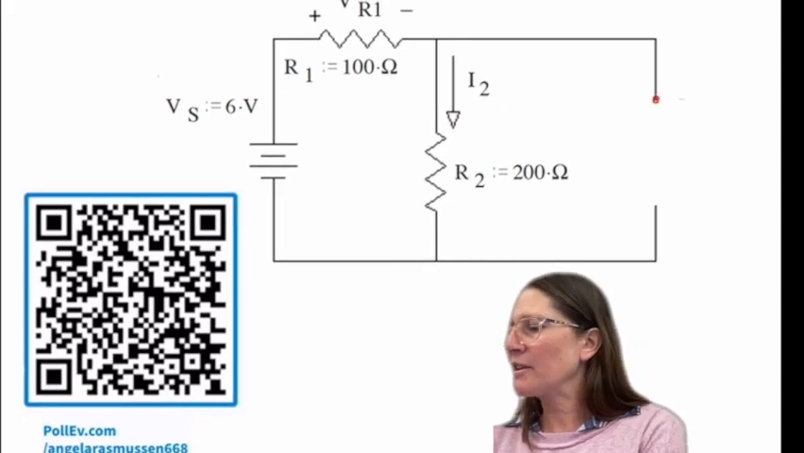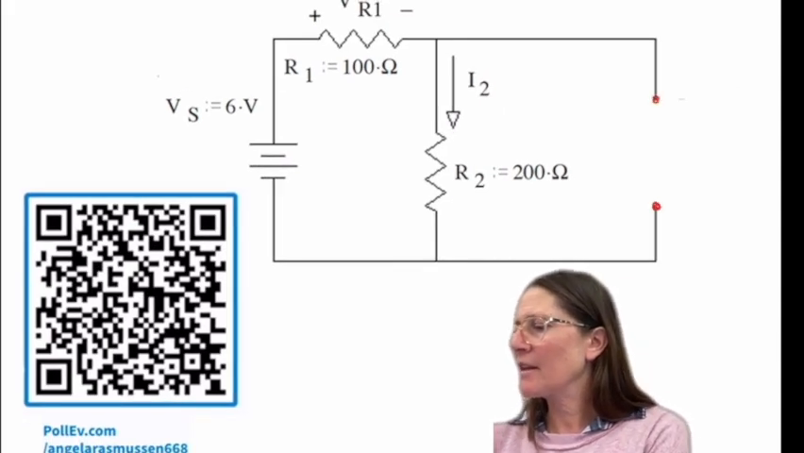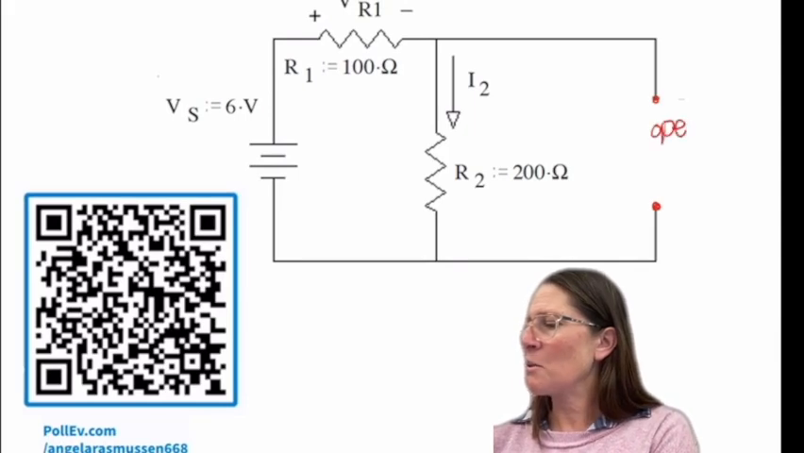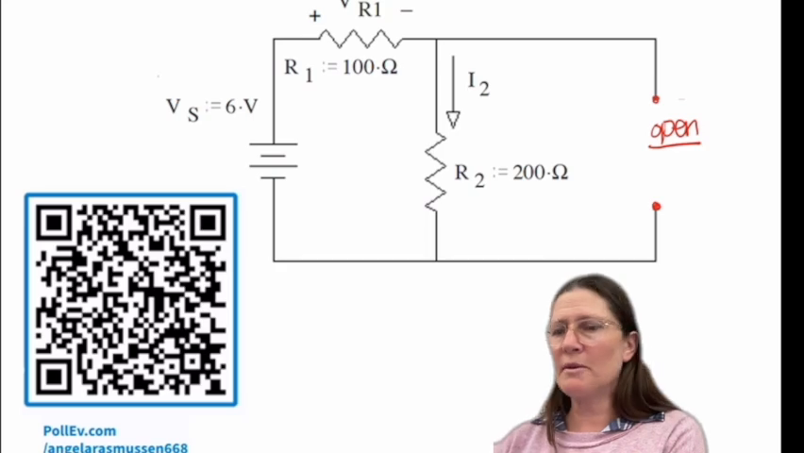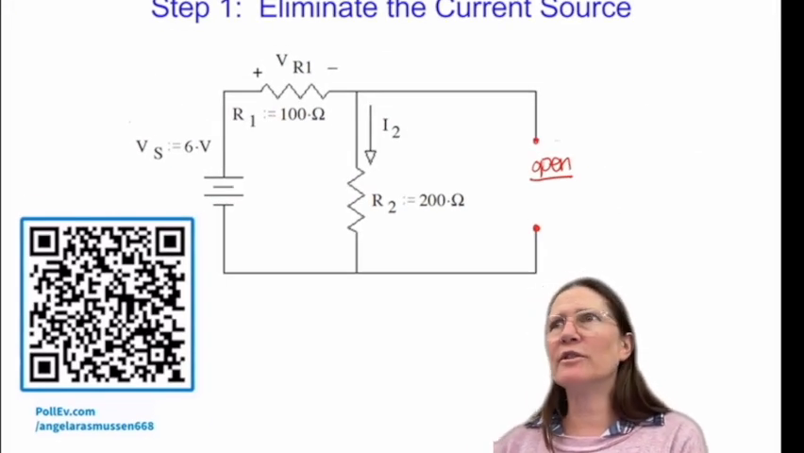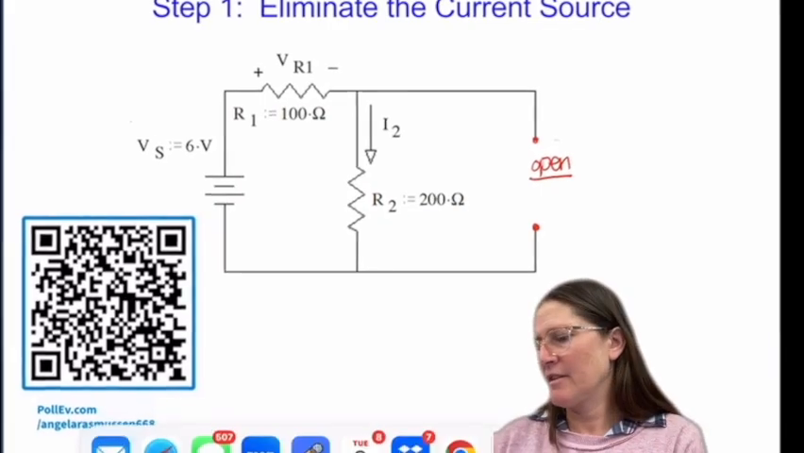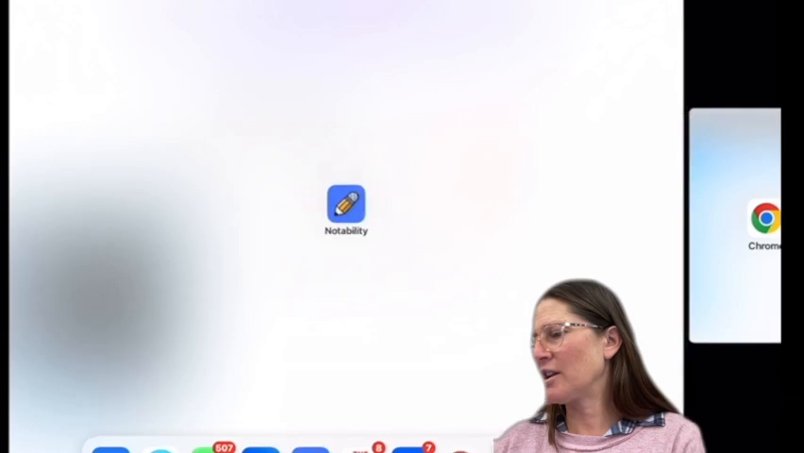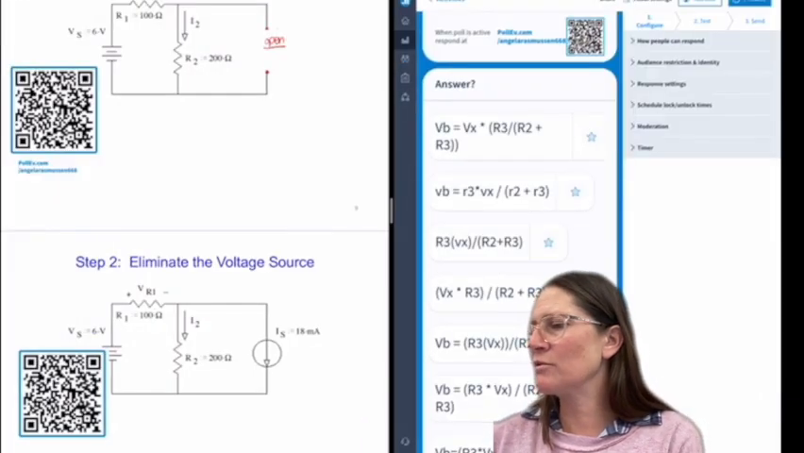And with replacing this, remember a current source goes to an open. So now can you find I2 easier? So go ahead and compute I2.